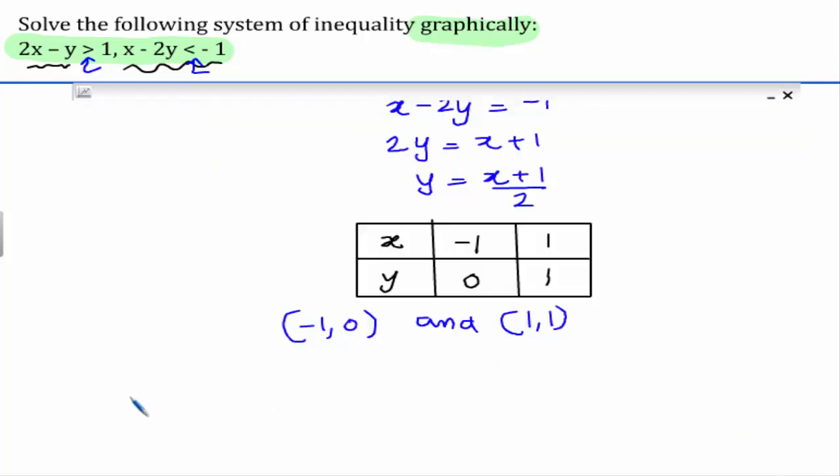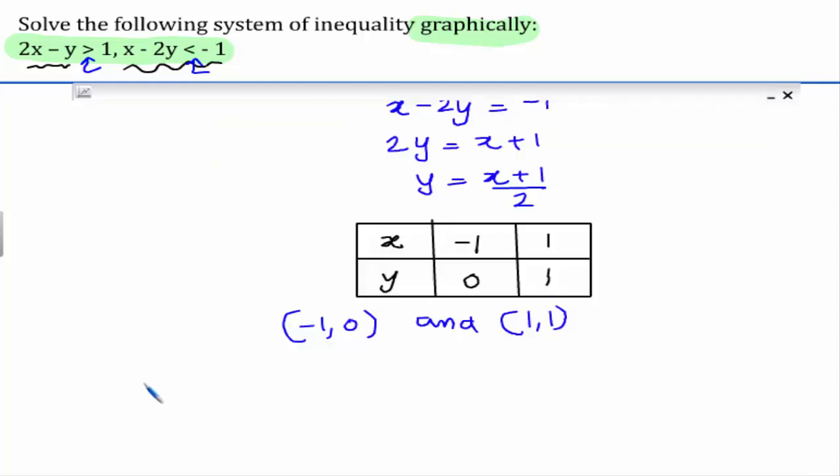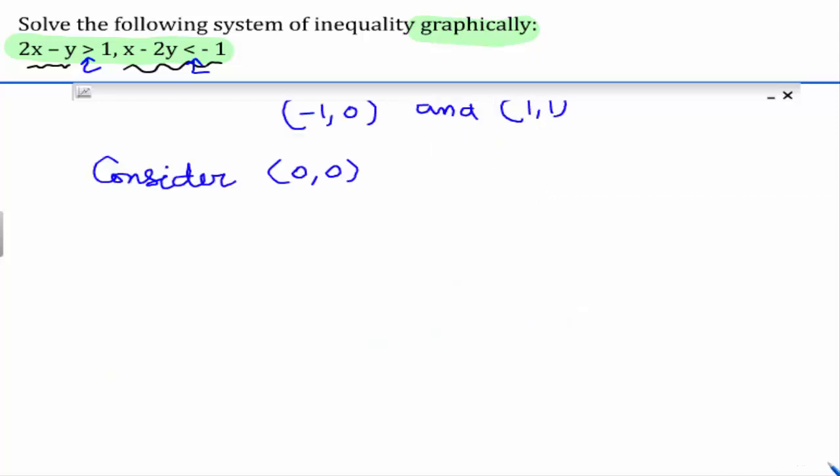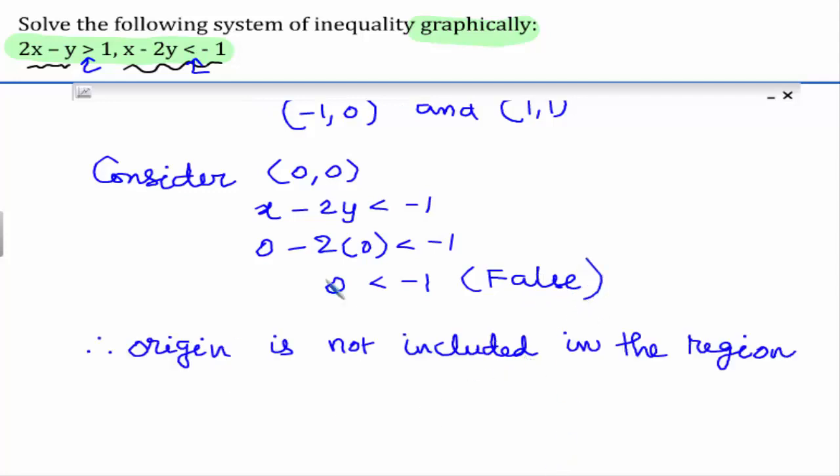Let us consider the origin again, because the line is not passing through the origin. We can observe here on the graph. So let us consider the point origin, and what is the inequality here? x minus 2y less than minus 1. Let us substitute everything into this. 0 minus 2 into 0 less than minus 1. Here 0 less than minus 1, which is a false statement. So therefore the origin is not included in the region.